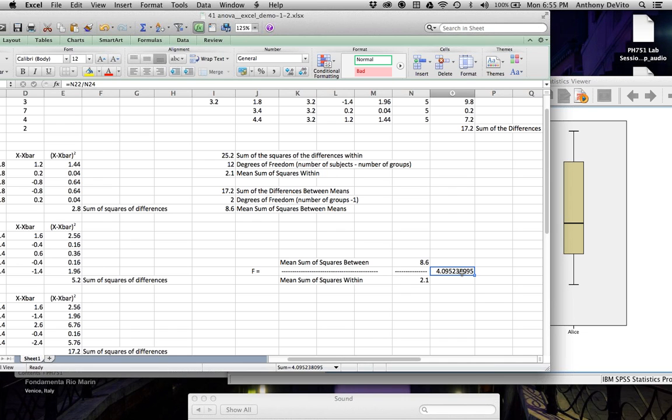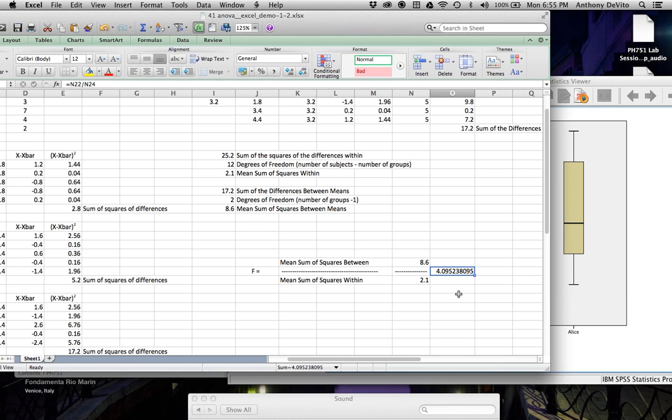Okay, and our alternative hypothesis is going to be a little bit tricky here. They don't all have to be different. Just at least 2 of them have to be different, that there is some difference between the means in these groups. Okay, so our F statistic is 4.09.